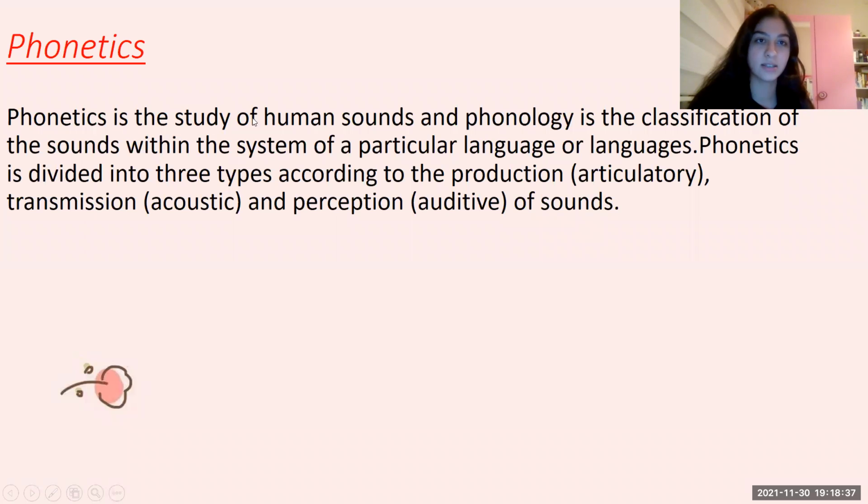Phonetics. Phonetics is the study of human sounds, and phonology is the classification of the sounds within the system of a particular language or languages. Phonetics is divided into three types according to the production: articulatory (transmission), acoustic, and perception (auditory) of sounds. Three types of phonetics according to the production.